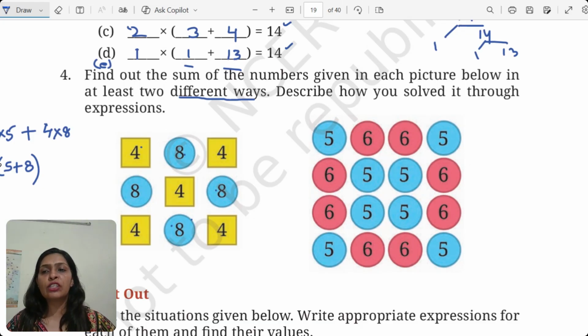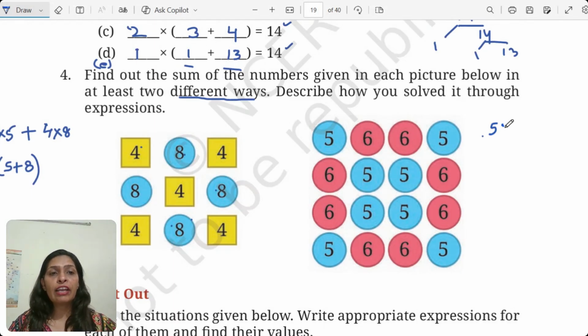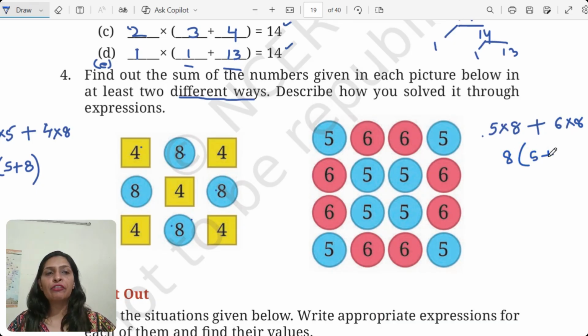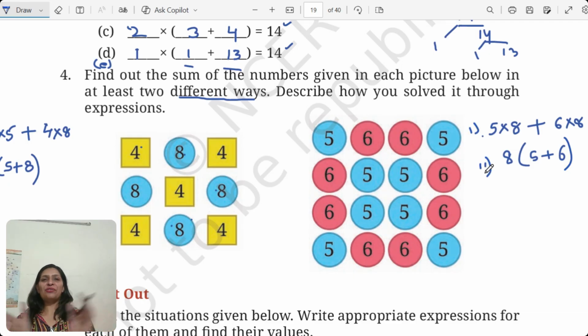If there is no sign between the bracket and the number, it means it's a multiply sign. Okay, now the last part of it. We have only 5s and 6s here. So how many 5s are there? 1, 2, 3, 4, 5, 6, 7, 8. So I can write 5 multiplied by 8, plus how many 6s are there? 1, 2, 3, 4, 5, 6, 7, 8. So this is 6 into 8. And 8 is common, we are left with 5 plus 6. So this is the first way, and this is the second way.